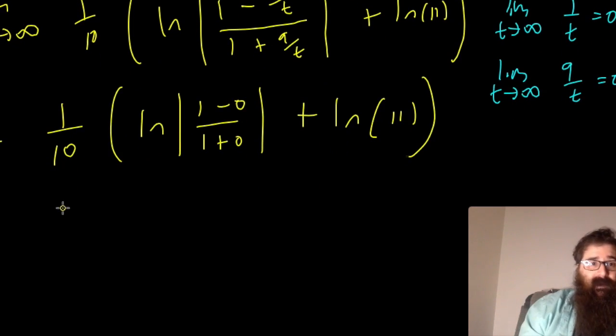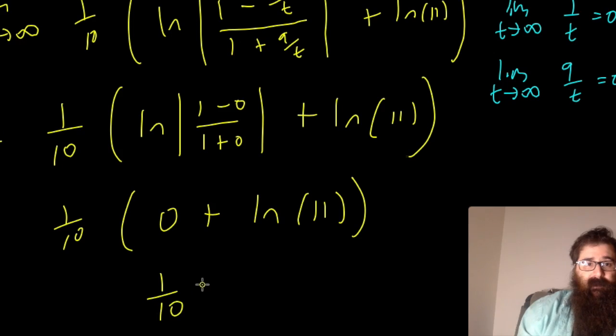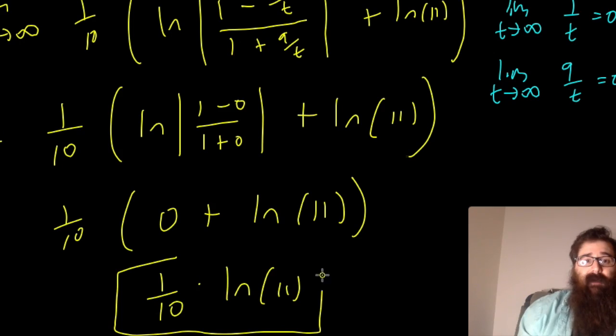This gives me 1 over 10, 0, plus natural log of 11. ln of 1 is 0. So then this leaves me with 1 over 10 times natural log of 11. And this is the value that we get.